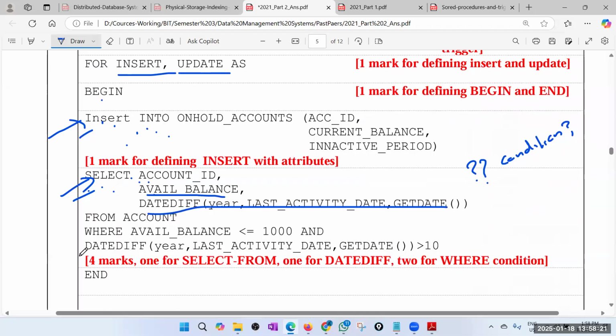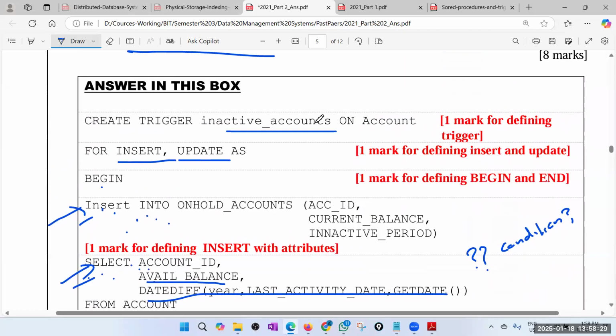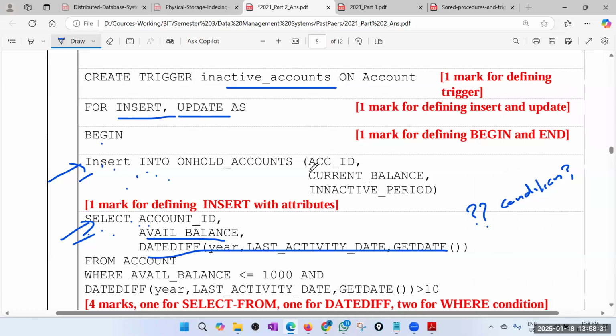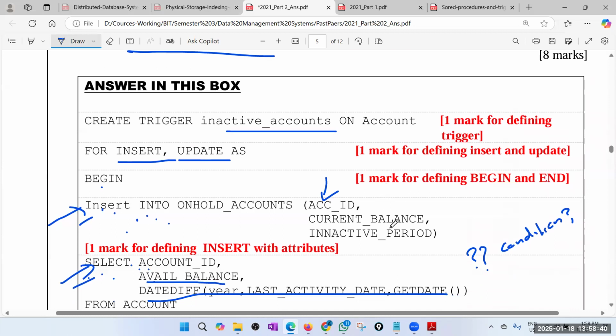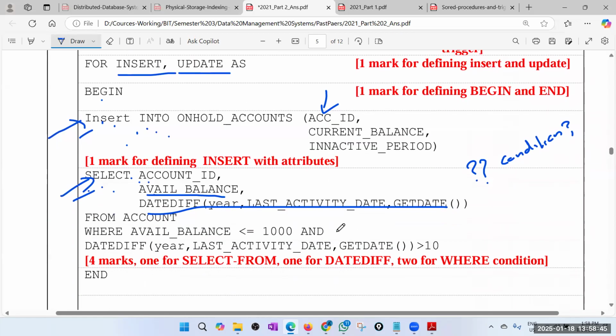And also the insert values are not here. These must be the values without giving the name. Then account ID, current balance, inactive period. So inactive period, how do you calculate it? It is not given, right? It looks like this is a little bit of an incomplete answer.